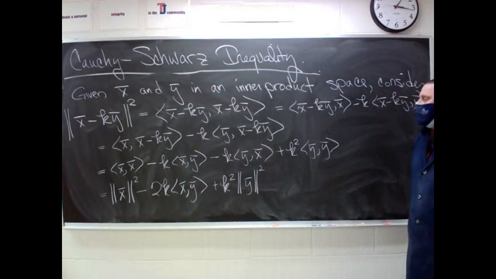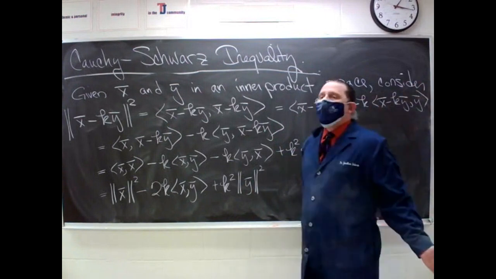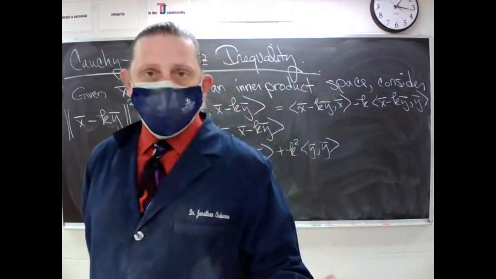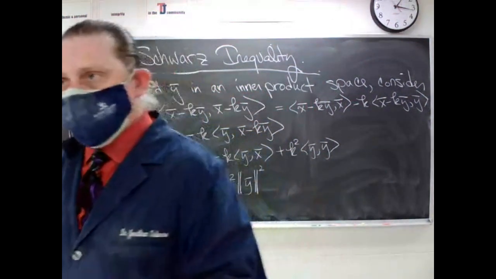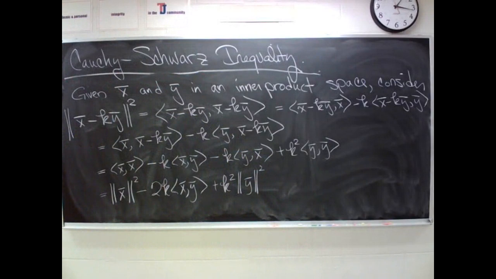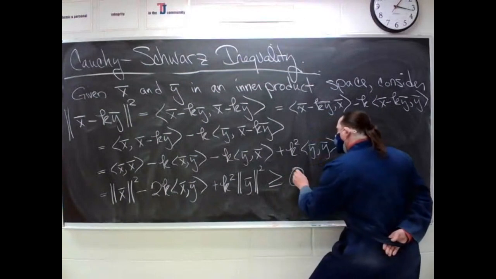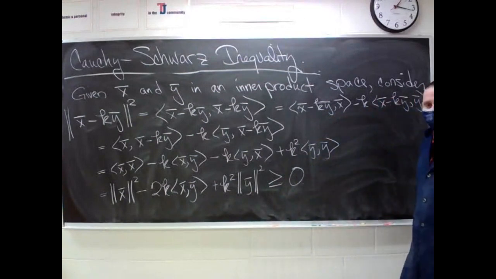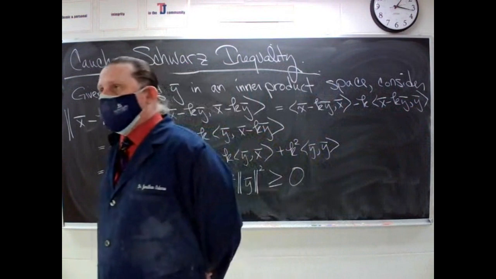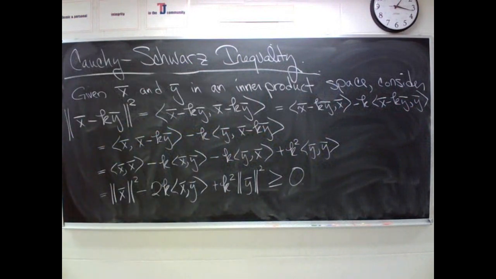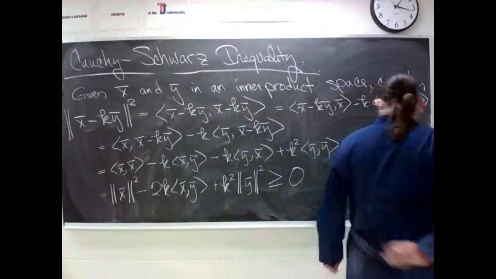Just like that. Now, so far, we've only used linearity and symmetry. The third property, positivity, guarantees that this must always be greater than or equal to 0, with equality implying that x minus ky is the 0 vector. All right?